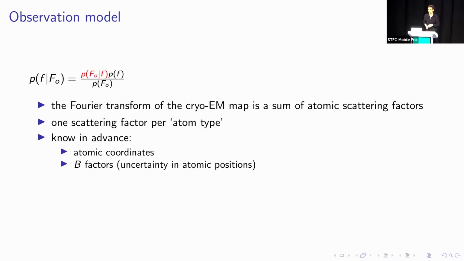And in order to make this problem easier, we assume we know some properties of the molecule in advance. So we assume that we know the locations of the atoms. And we also assume that we can parameterize the uncertainty in atomic positions using B factors. And we can get those parameters using a model refinement program, such as RefMac, for example. And we want to model real data that has noise, so we need a noise model. Our noise model is independent Gaussian noise in Fourier space, and that's fairly standard for cryo-EM data processing.